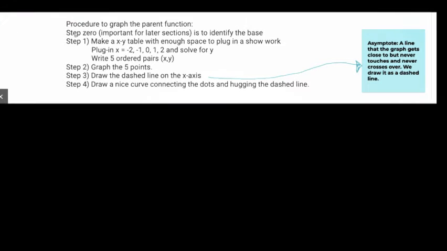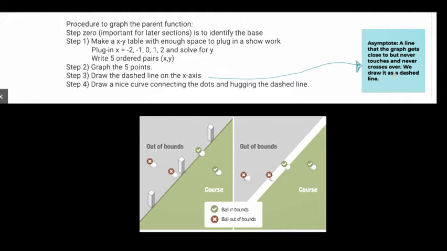Generally, you need to identify the base that we talked about. Then you are going to make your table, graph the points, and then make your shape. And I also want to point out that this is the first time we're seeing this word asymptote. Now, this is a very odd, interesting new word for all of you. An asymptote is a line that the graph gets close to but never actually touches and never crosses over.